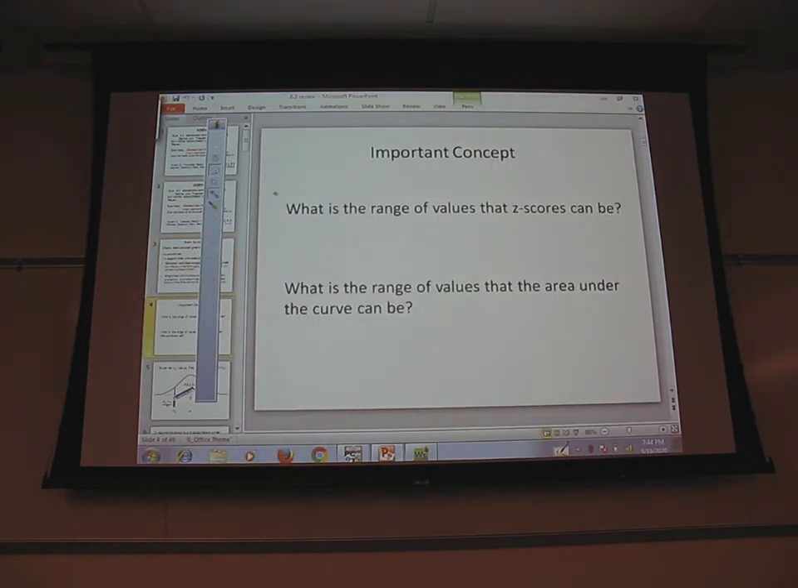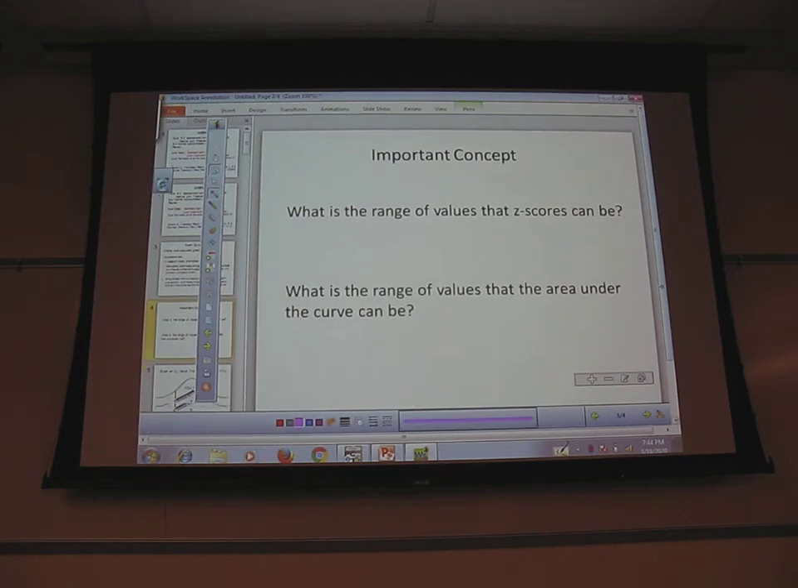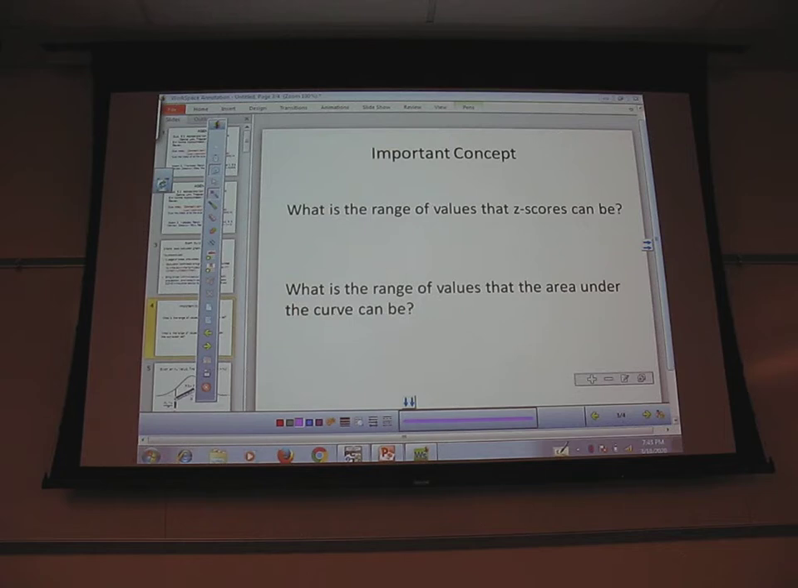This is an important concept. Patrick, go ahead and read for us. What is the range of values that the z-scores can be? And what is the range of values that the area under the curve can be? All right, so everybody with your neighbors, 30 seconds, try to figure out what those ranges are. What can z-scores be? What about your area under the curve?